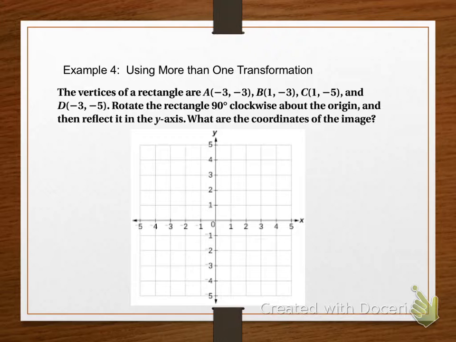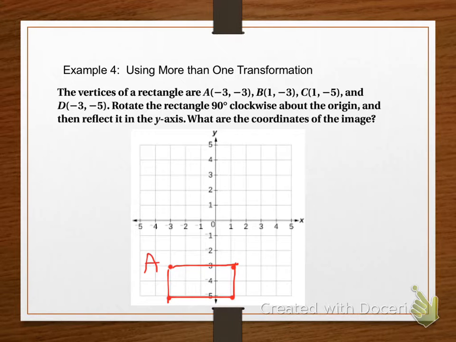So let's look at example 4. Sometimes we're asked to find more than one transformation. So it's telling us here that we've got a rectangle at -3, -3, 1, -3, 1, -5, and -3, -5. So that's going to be our rectangle that we start with.